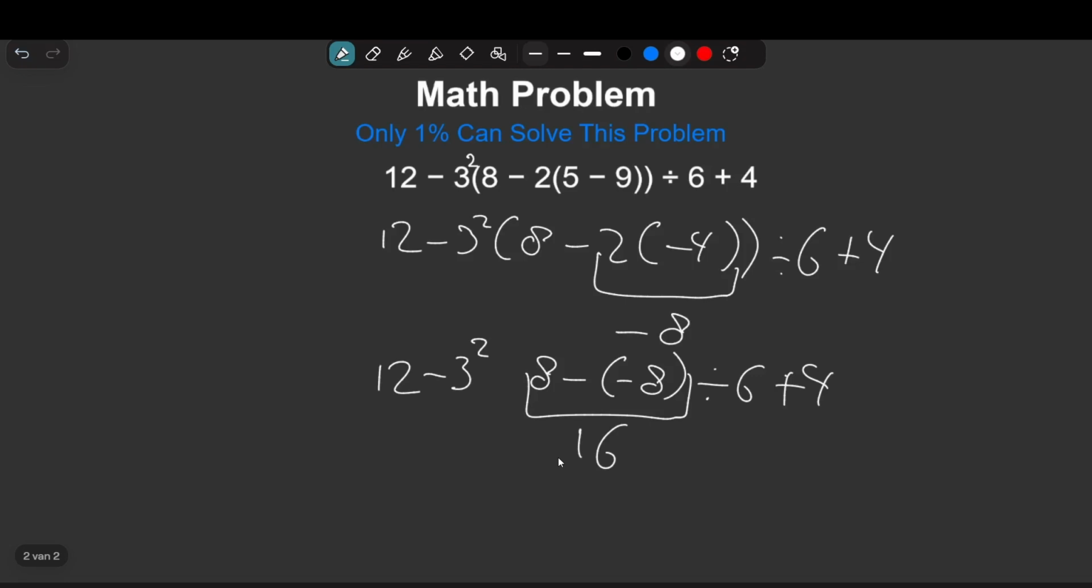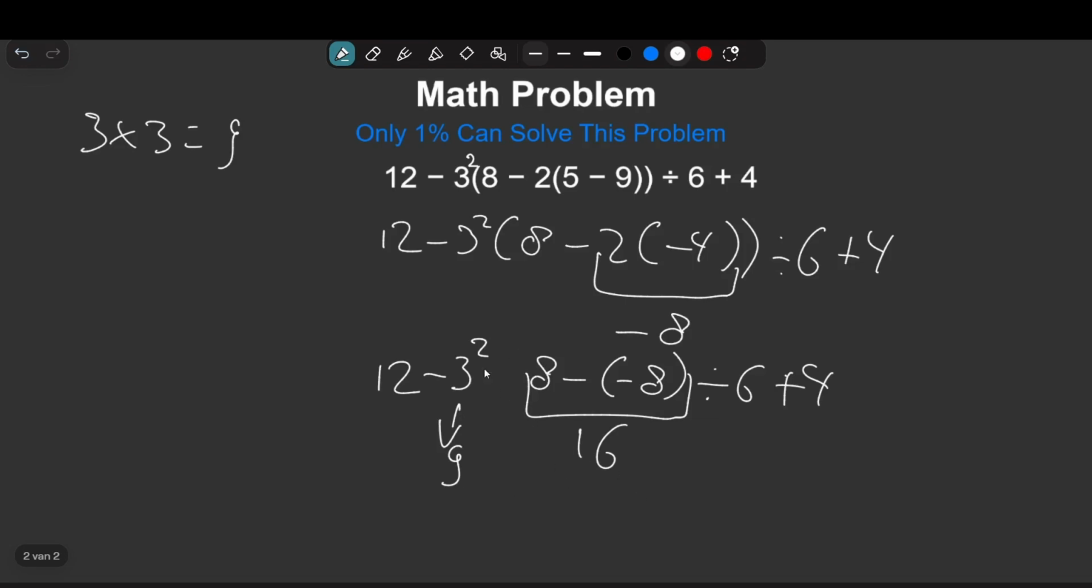So now we have this part of the problem solved, we can go over to the next step of the order of operations. This is where half of the viewers already lose the problem. So the next thing we're going to do is solve the exponents. We're going to deal with only the 3 that is squared right here, not the whole expression. So 3 squared is going to equal 9 because 3 times 3 equals 9.